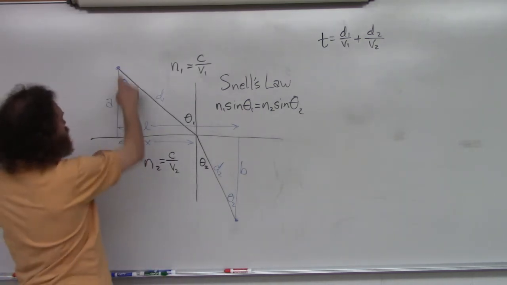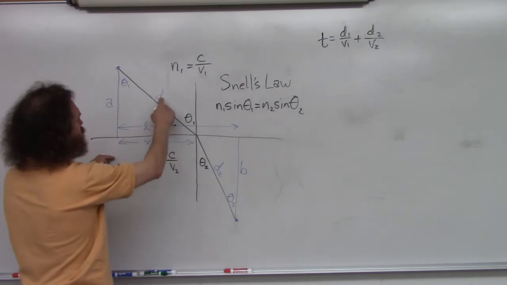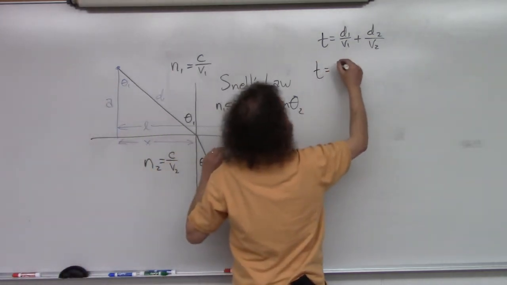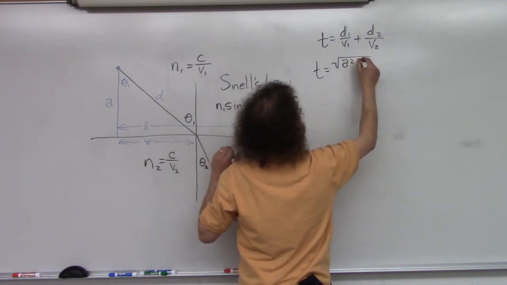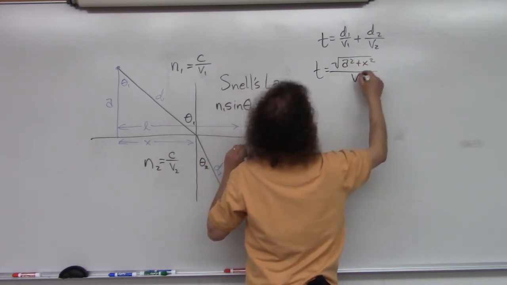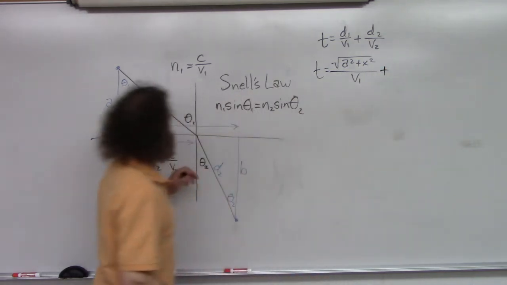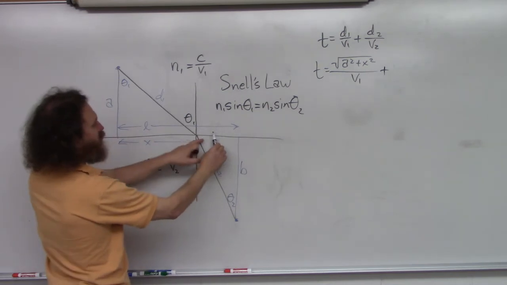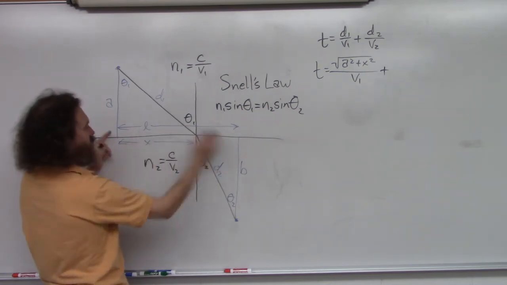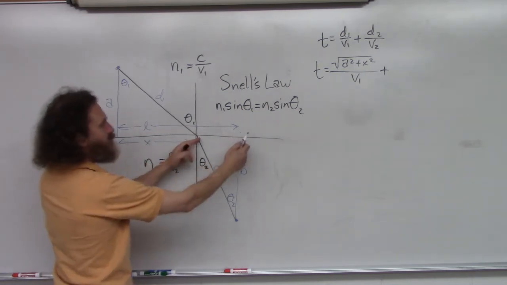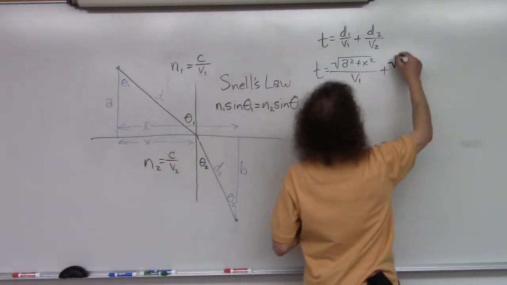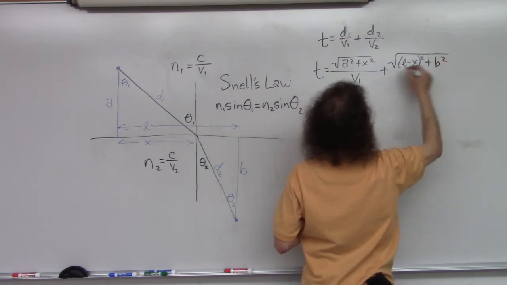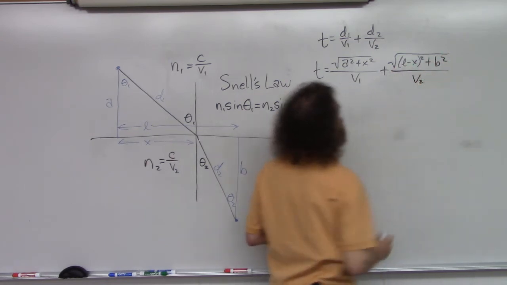So here I've got a right triangle. So D1 is the square root of a squared plus x squared. And D2 is the square root of b squared plus (L minus x) squared. So here this is L, this is x, so this is L minus x. So the time is sqrt(a squared plus x squared) over V1 plus sqrt((L minus x) squared plus b squared) over V2.